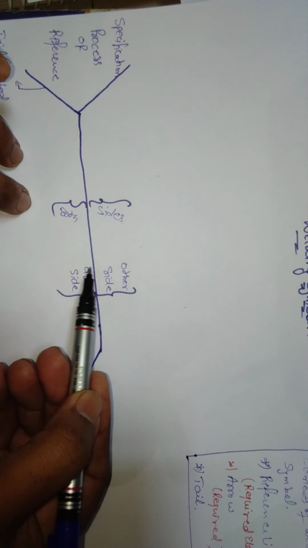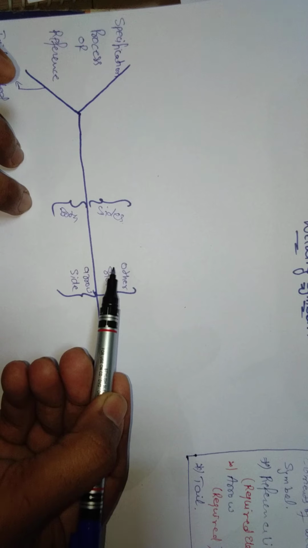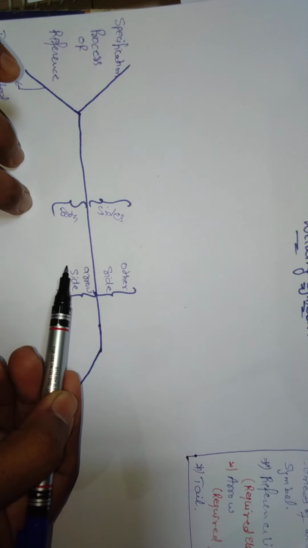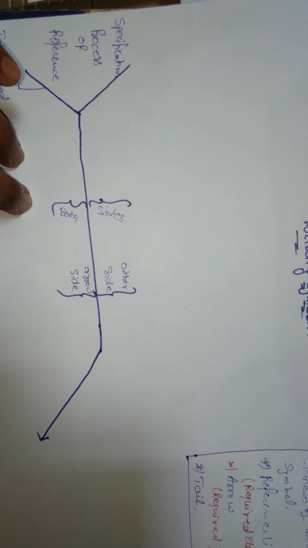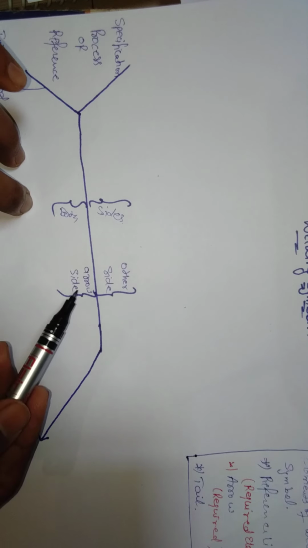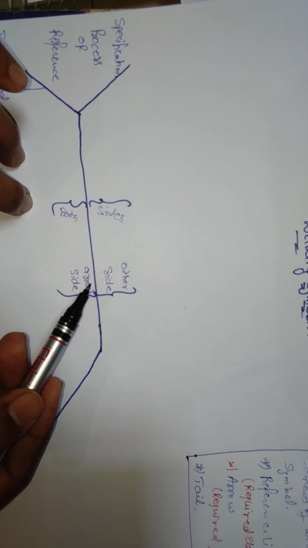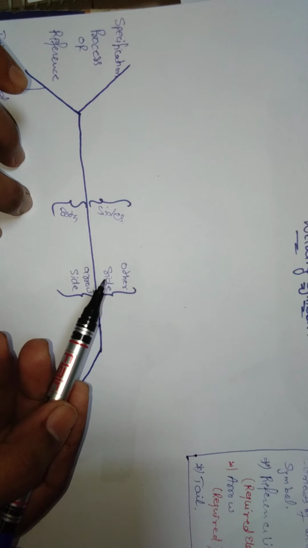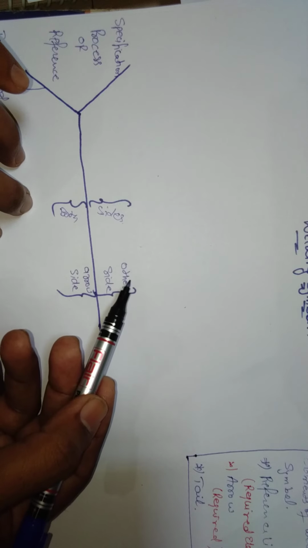Weld symbols are placed just above the reference line or below the reference line. If the weld symbol is placed below the reference line, it means we need to make a joint on the arrow side, and if the weld symbol is placed on the other side, it means we need to make a weld on the other side of the joint.